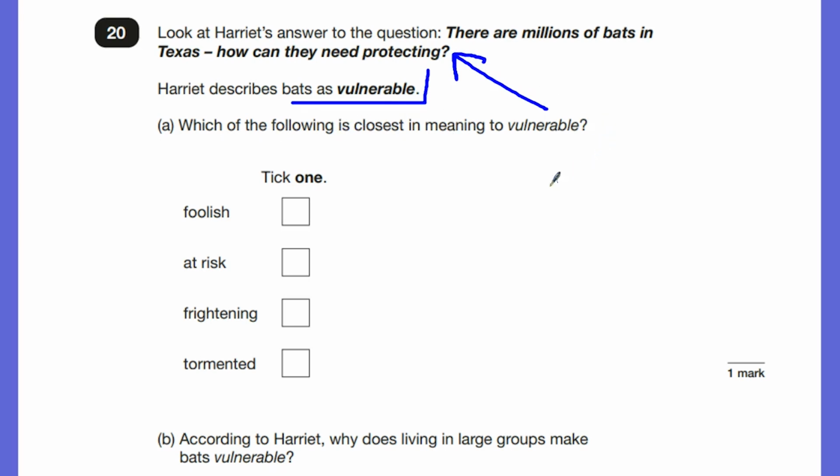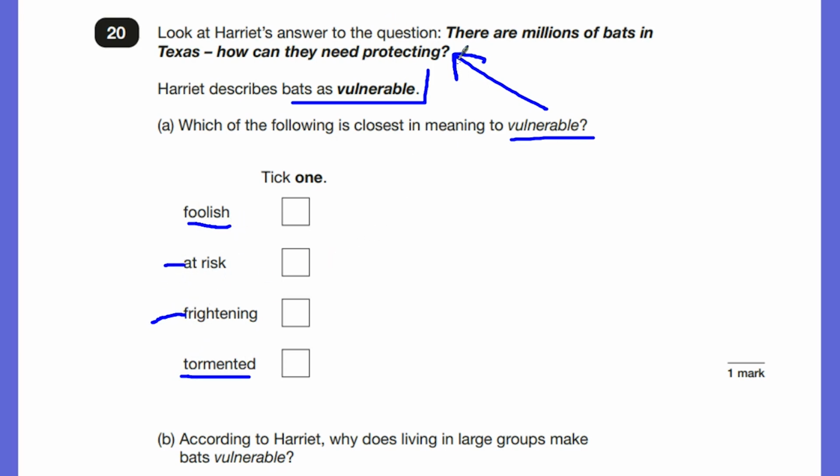Now, this is one of those questions where if you've got a good vocabulary, you might not have to go back to the text to look at the word in context, as in written in the text and how it's used. So let's have a quick look if we can work out what the word vulnerable might mean. Do we think that Harriet describes the bats as foolish? I wouldn't say so. Could she mean that they are at risk, frightening, or tormented? I wouldn't say tormented, and I wouldn't say foolish. So they've got two here that it could potentially mean.